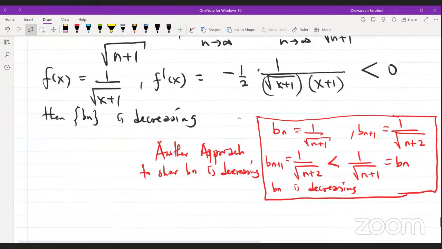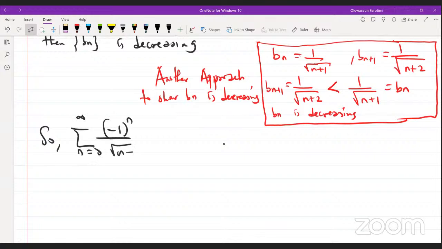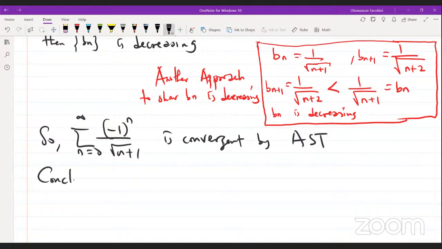Okay, so the two conditions for the alternating series test are satisfied. So what does it mean? This series we're talking about here is convergent by the alternating series test. Now, can we go to our conclusion?